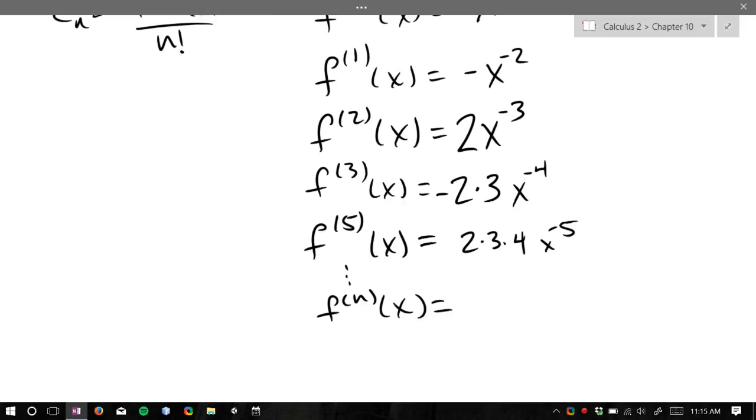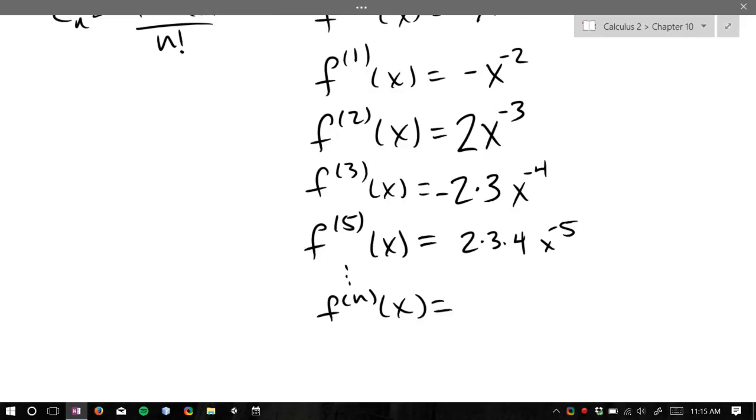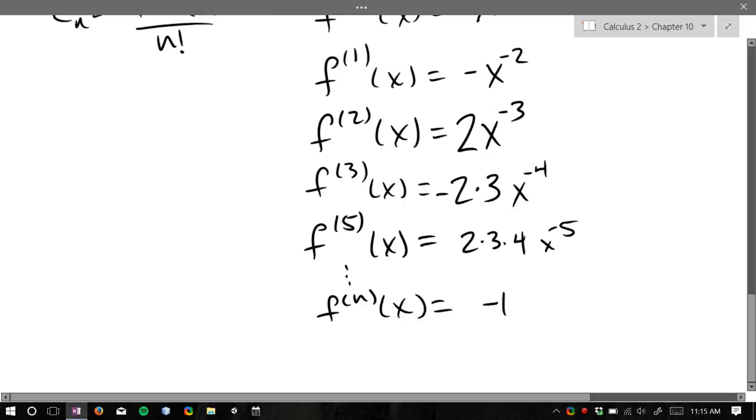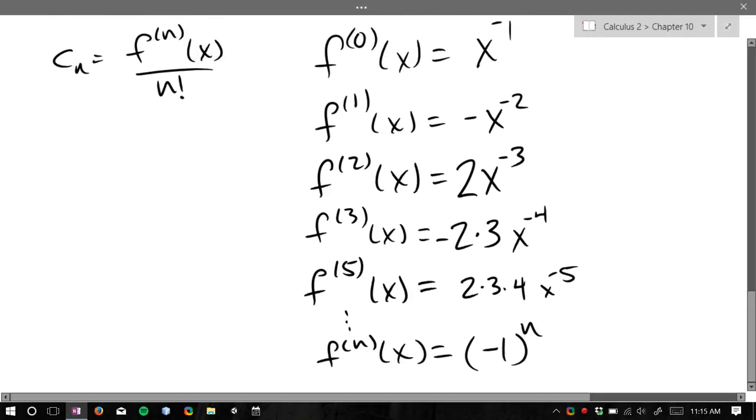Anybody feeling brave? Want to take a stab at this? The sign alternates. So what do I need to make the sign alternate? Negative 1 to the n, or n plus 1, depending. Let's try n, and then we'll see if that gets the correct result. So will that work? Is that positive when n is 0? Negative 1 to the 0 power is positive 1. Is it negative when n is 1? So that'll work for the first derivative. How about the second derivative? Positive. Third derivative, negative. So it looks like our sign is going the right way. So that takes care of the negative part, so now we can ignore it and just look at the positive parts.